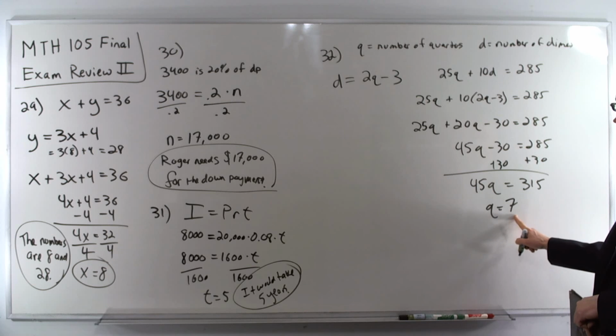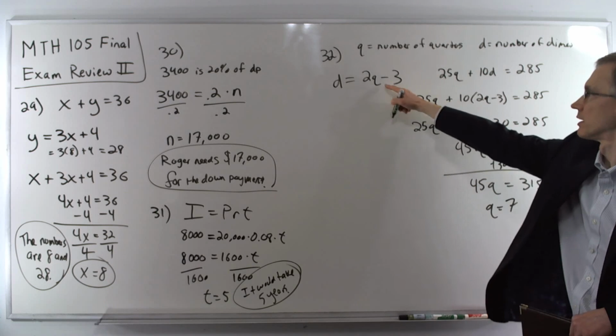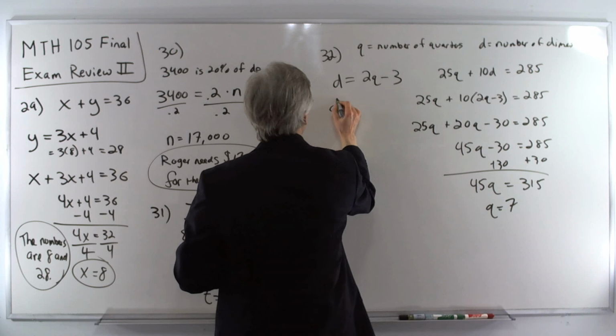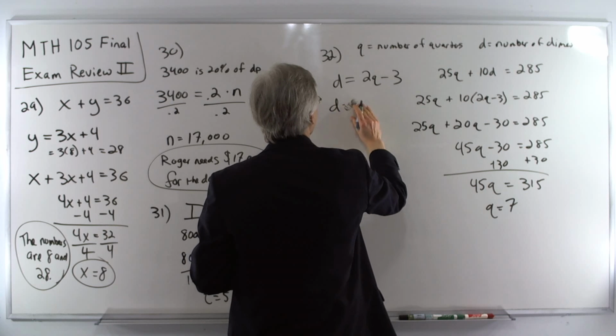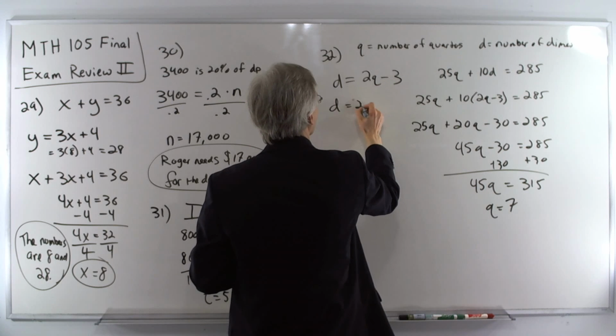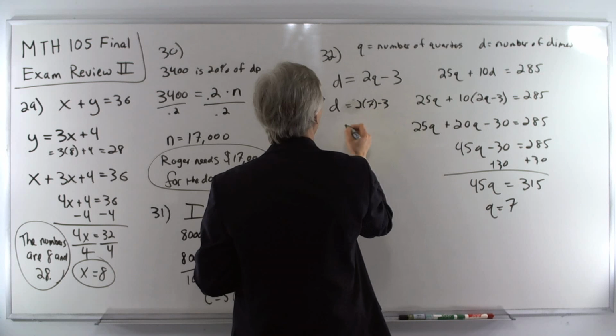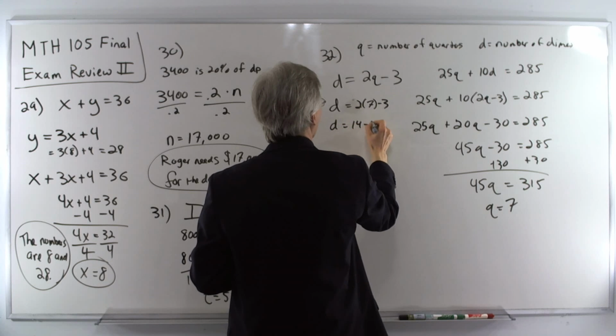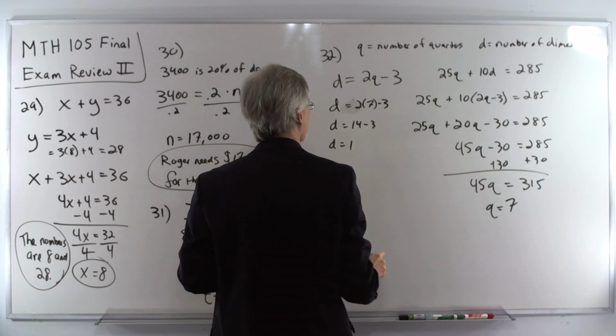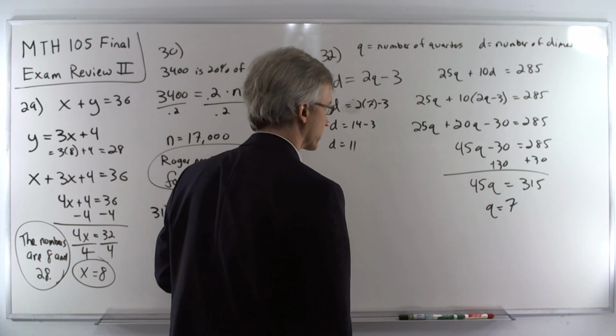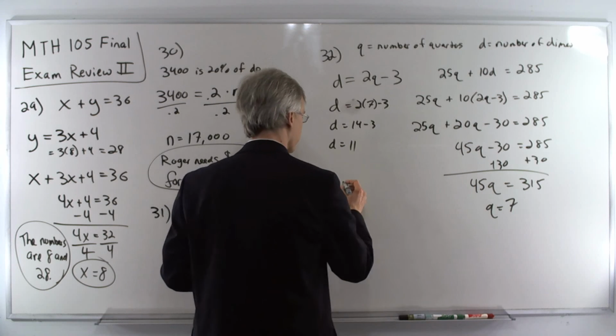All right, now we need to find the number of dimes, so I'm going to take this 7, plug it in here. Oops. So D is 11. So that gives us 7 quarters and 11 dimes.